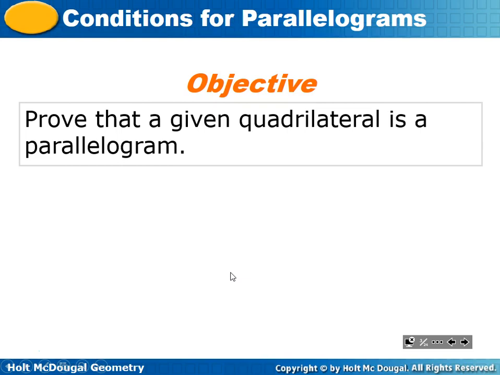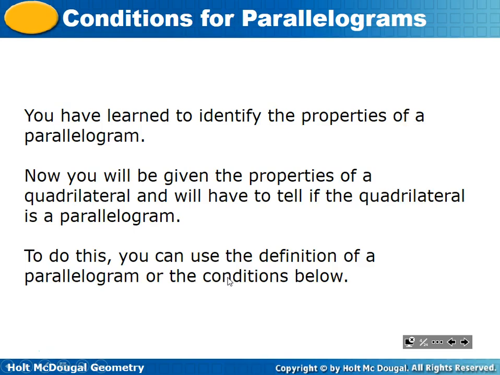So our objectives today are to prove that a given quadrilateral is a parallelogram. You've learned to identify the properties of parallelograms. Now you'll be given the properties of a quadrilateral, and we'll have to tell if the quadrilateral is a parallelogram. To do this, you can use the definition of a parallelogram or the conditions below.